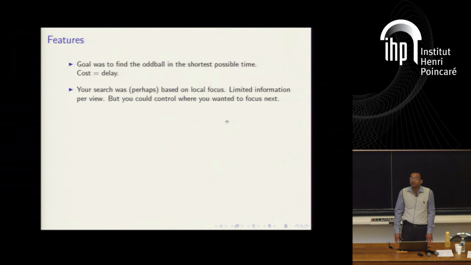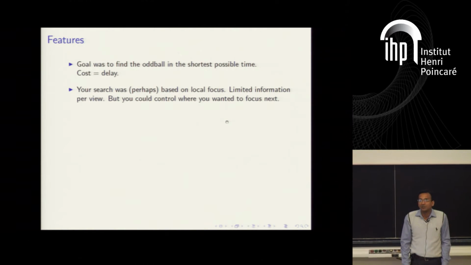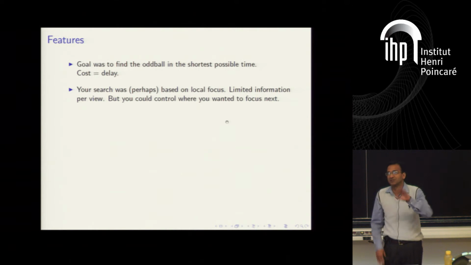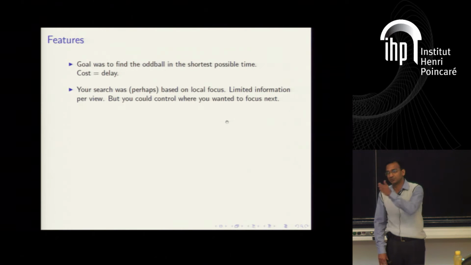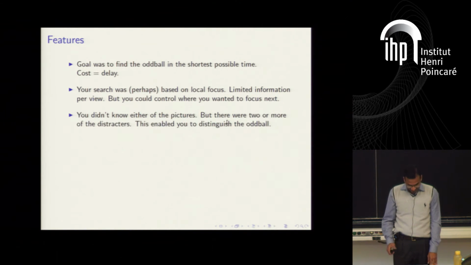Your search was perhaps based on local focus. These two images were rather close to each other, so you had to look a little carefully in each of the images. When you did that, your attention was focused on that image and not on the others. And when you do that, you get limited information per view. So that's a constraint. On the other hand, you could control where you wanted to focus next. When you do the search, you go to the next position, and that next position is something that you can decide. So that's another feature.